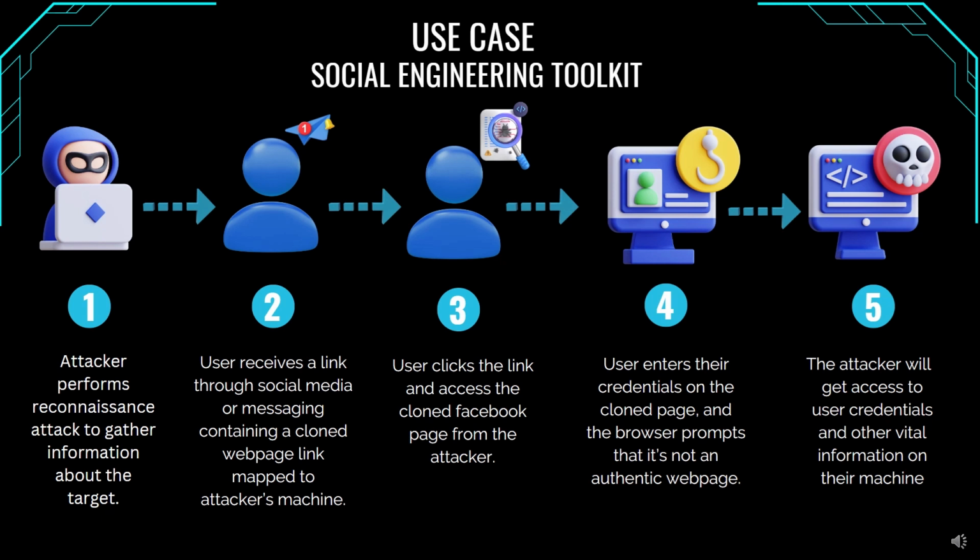In the first step, the attacker performs a reconnaissance attack to gather information about the target. In the second step, the user receives a link through social media or messaging containing a cloned web page link mapped to the attacker's machine. In the third step, the user clicks the link and accesses the cloned Facebook page from the attacker. In the fourth step, the user enters their credentials on the clone page and the browser prompts that it's not an authentic page. The attacker will then get access to user credentials and other vital information on their machine anyhow.